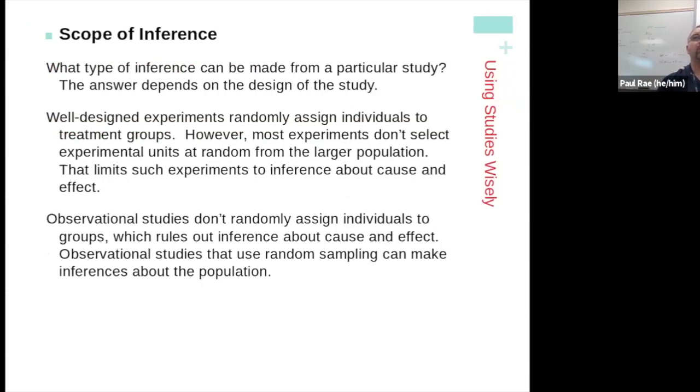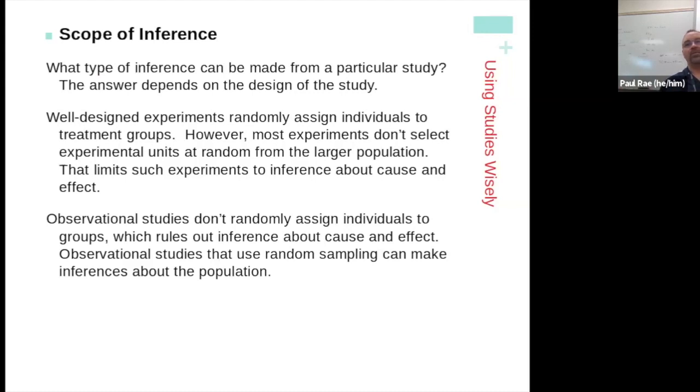So the scope of inference is basically what can we say based on the design of this study? What kind of inferences am I allowed to make? Okay. A well-designed experiment can usually result in a cause and effect, but there might be limitations in terms of the population that it would describe.